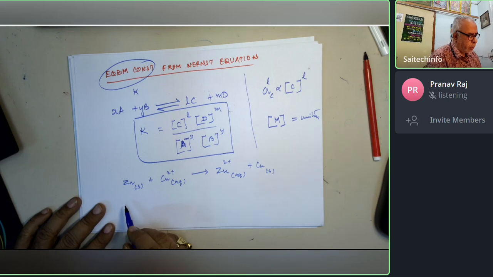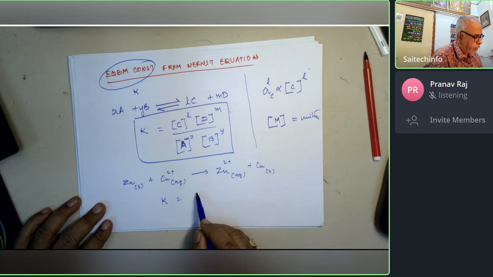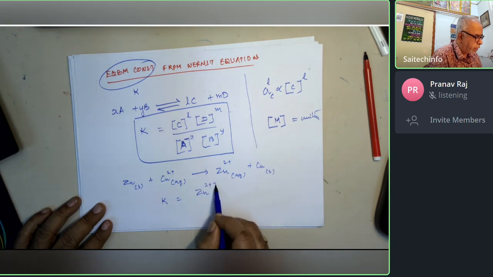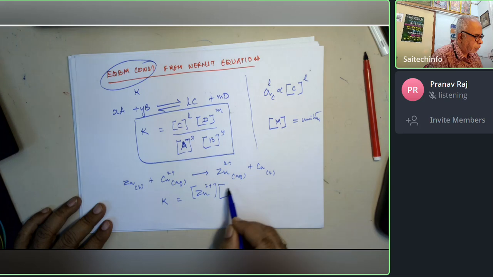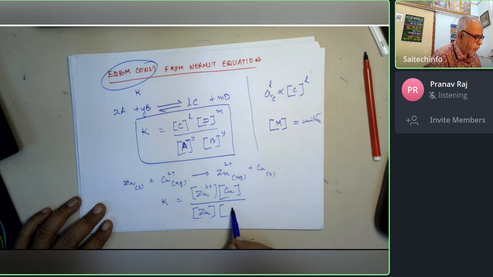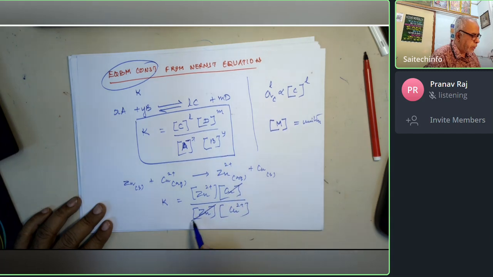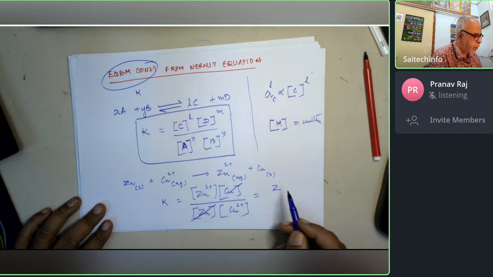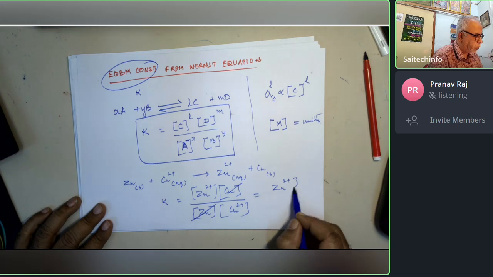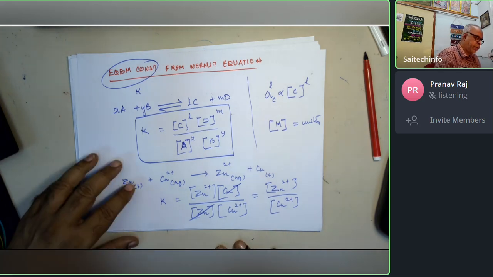Therefore, the equilibrium constant for this reaction can be the concentration of Zn2+ times the concentration of Cu divided by the concentration of Zn times the concentration of Cu2+. In that case, we can eliminate Cu and Zn because they are solids. So it is Zn2+ concentration divided by Cu2+ concentration. So this is the equilibrium constant.